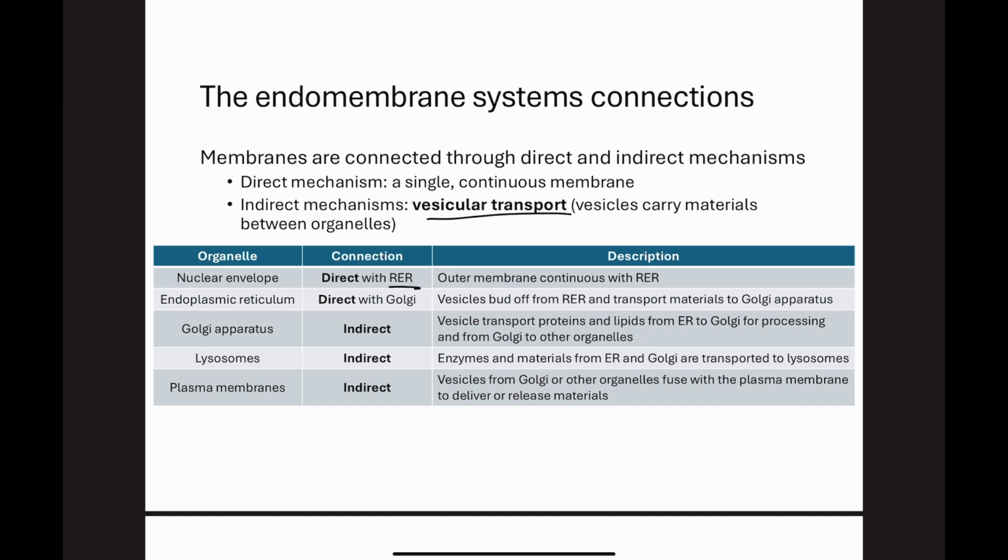So indirect mechanisms of connection include vesicular transport. And what that means is that we're going to have vesicles that transport proteins and lipids from the endoplasmic reticulum to the Golgi apparatus, and from the Golgi to other organelles. Our lysosomes are going to receive enzymes from the endoplasmic reticulum and the Golgi apparatus. And then our vesicles go from the Golgi and other organelles, and they're going to fuse with the plasma membrane to release materials outside of the cell. And these connections are going to ensure efficient material transport and coordination of cellular functions.